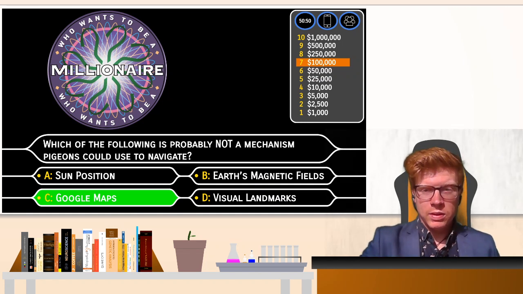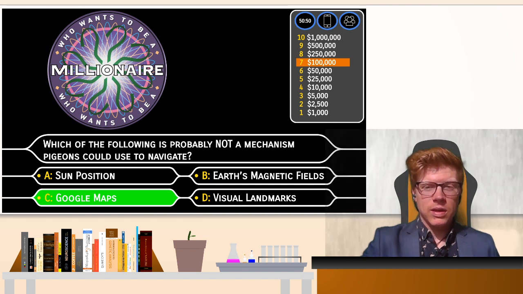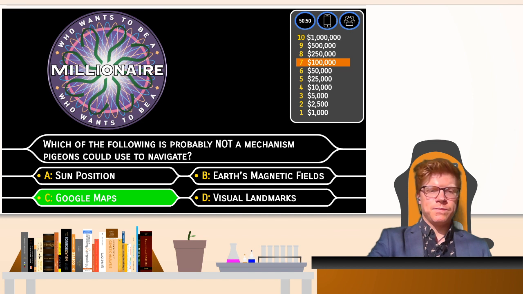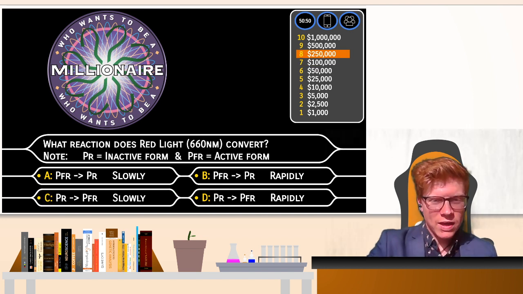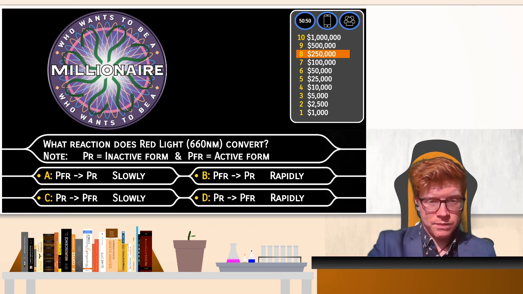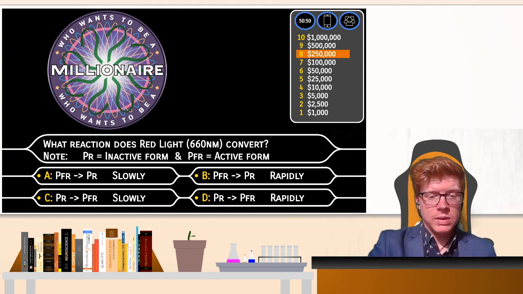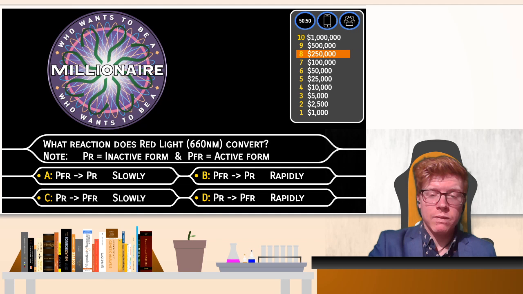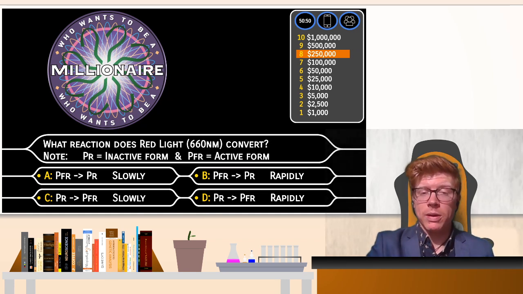All right. Now we're into our top 3. This is for $250,000. What reaction does red light, 660 nanometers, convert? Remember that PR is the inactive form and PFR is the active form. Does it convert PFR to PR slowly? Does it convert PFR to PR rapidly? Does it convert PR to PFR slowly? Or does it convert PR to PFR rapidly?